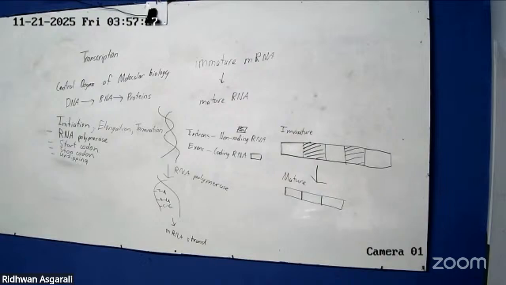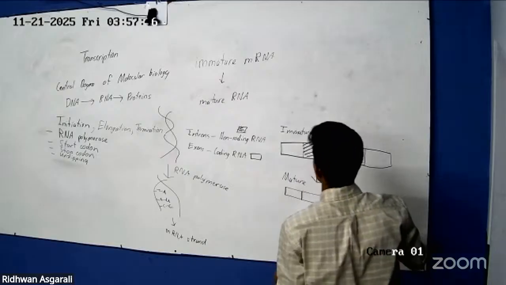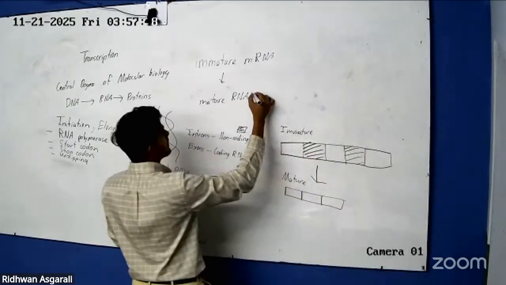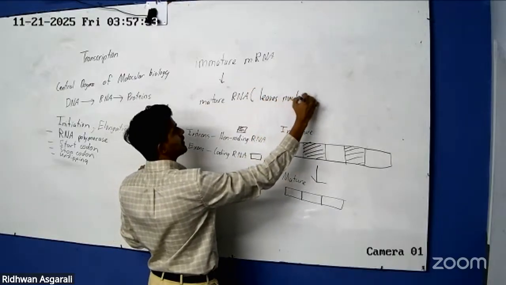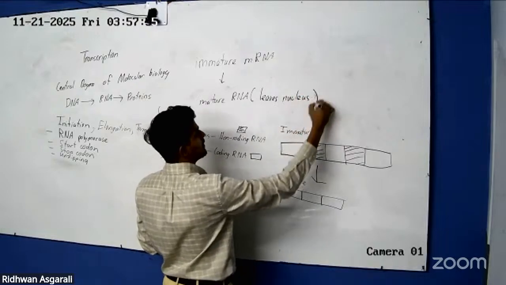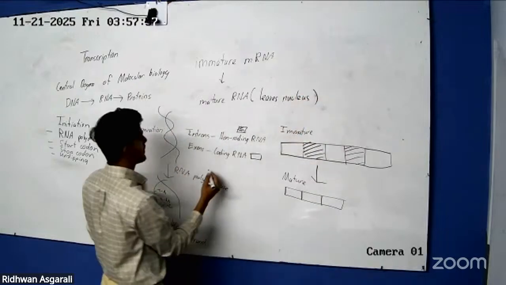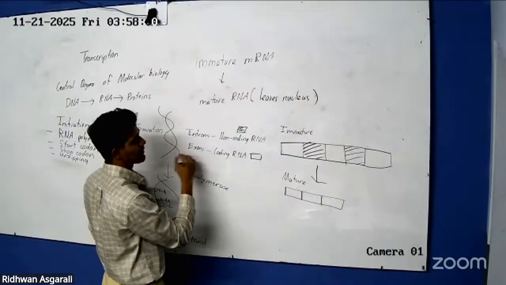Right? So which strand do you expect to be longer? The immature strand or the mature strand? The immature strand. And this mature strand would leave the nucleus. Exons, introns.